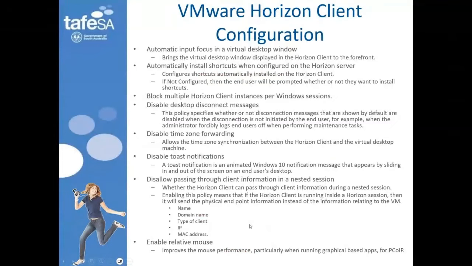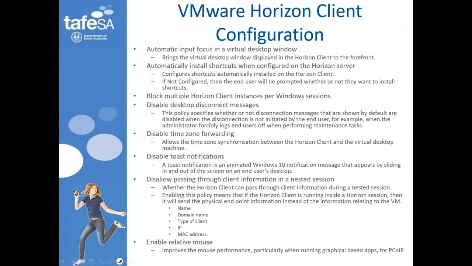So a toast notification is an animated Windows 10 notification message that appears sliding in and out of the screen on the end user's desktop. Disallow passing through the client information. So we're talking about the physical device now that the client is installed on. For example, enabling this policy means the Horizon client running inside the session will send the physical endpoint information relating to the VM. So for example, your physical device's information.